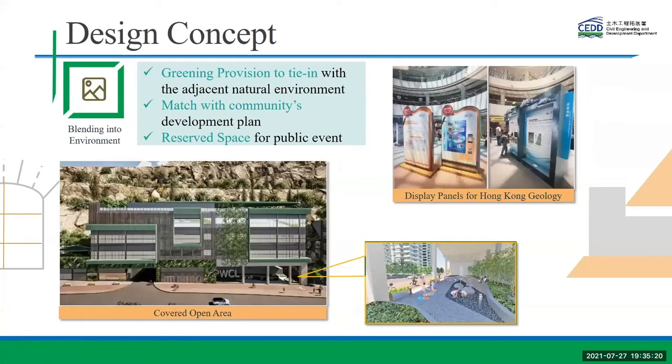As shown in the video clip, we aim to make the facility fully tie in with the adjacent environment. Firstly, the height of the portal buildings will not be too tall. As such, the natural quarry slope will not be blocked by the buildings. Adequate greening measures like vertical greening and vegetation on the roof will be provided in order to make the buildings naturally blend into the surrounding environment.